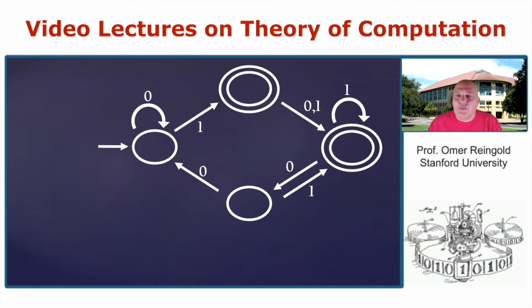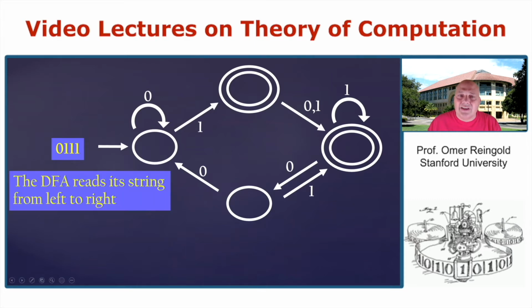How do we compute in this kind of model? We read a string, a sequence of bits in this case, or a sequence of alphabet characters. We read them from left to right, and for each one of them, we move based on the transition function. So we start in the start state, and then we read the first bit, which is a 0. The transition tells us to stay put. We stay in the same state.